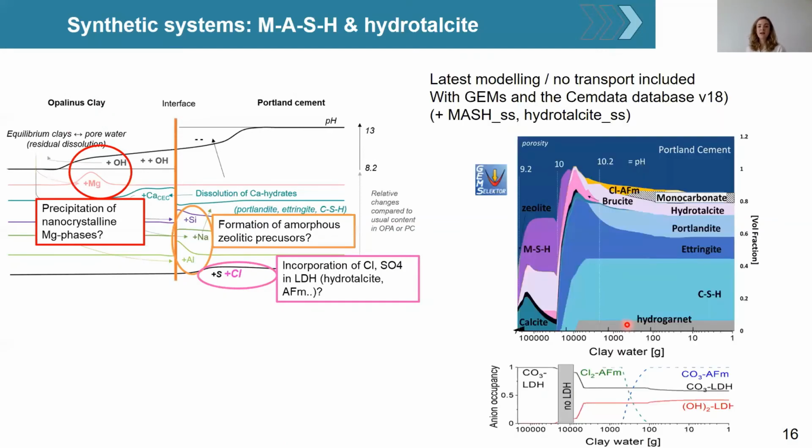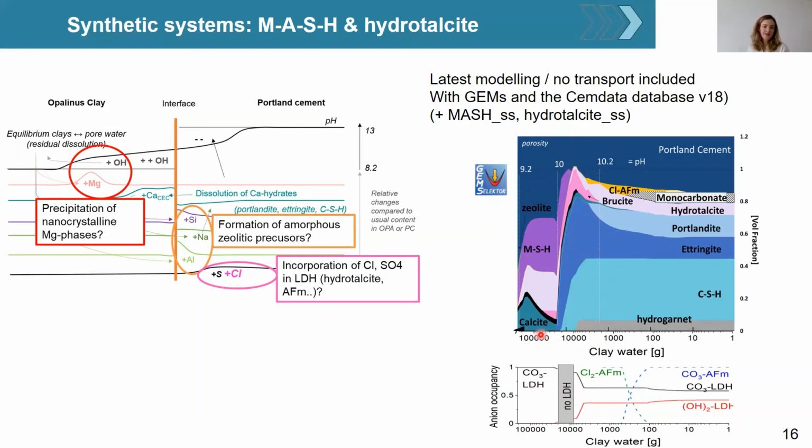Now if we go back to the open questions that we had from part 1, you can see that when we do some modeling, so we have the MASH phases and the hydrotalcite phases, most likely the magnesium phases we have included now in the system will precipitate. Okay, maybe I should explain. Here we have the pure cement paste, and then in this modeling we just add more and more clay pore solution. And when we have a lot of clay pore solution, you can see that we are precipitating those MASH phases and hydrotalcite phases.